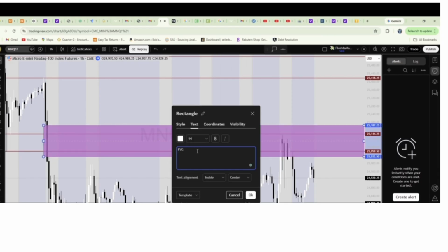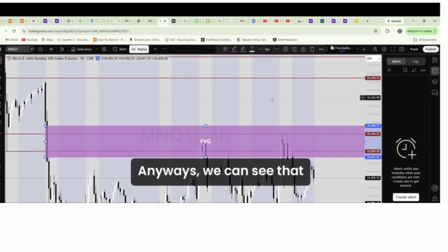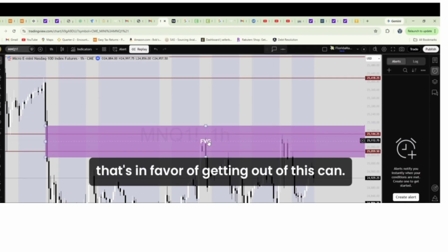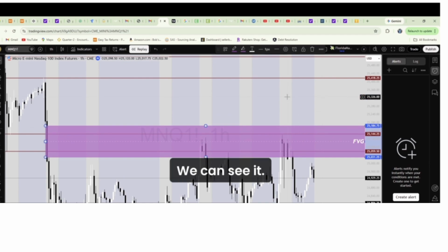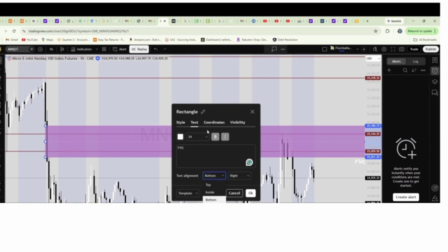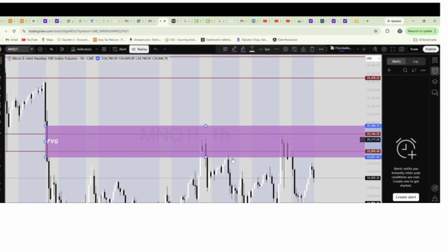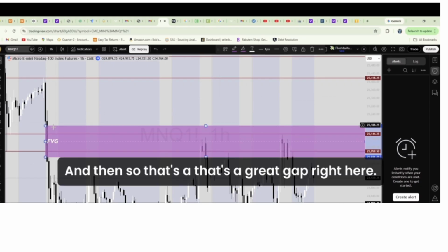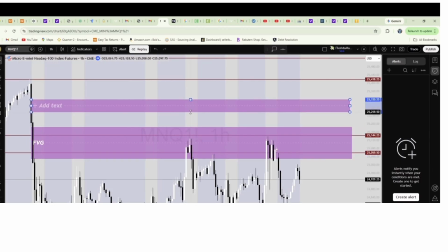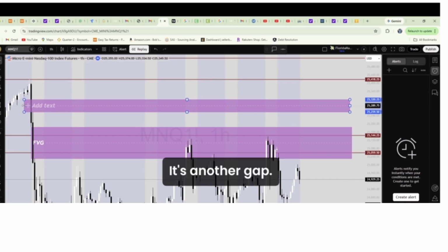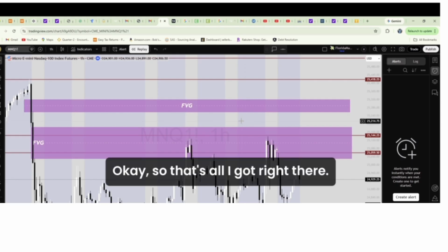Fair value gap. We can see that. That's a fair value gap. I'm trying to get it out of this. Okay, that's fine. We can see it. Okay, we'll leave it like that. Fair value gap. And that's a great gap right here. And we also have a gap right here. It's another gap. Okay, so that's another gap right there.